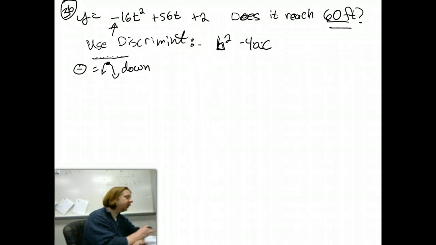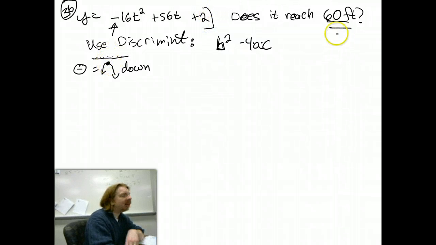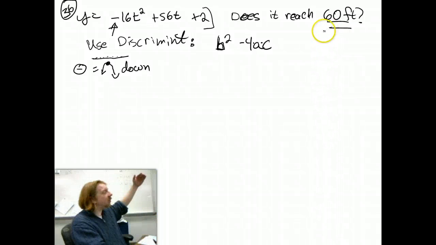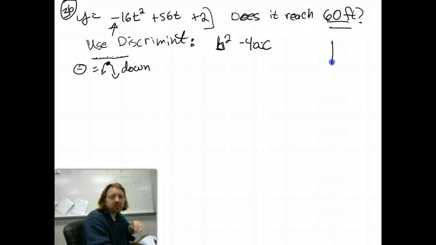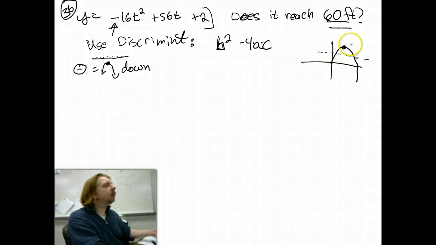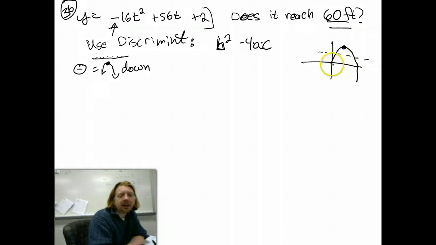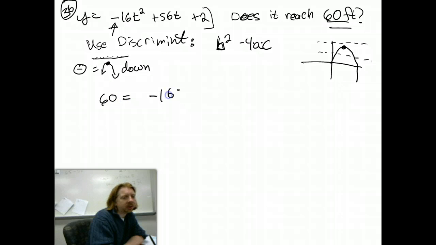Now the alternative is to take this function, actually find this vertex, and see if it's 60 feet high or not. If the vertex is higher than 60 feet, the high point of the graph, if this is 60, and I get a vertex of something comma 90, I'm going to beat 60 feet. If this is my 60 feet mark, then I don't. I like to think the discriminant's the easier way of approaching it. So I'm going to put 60 in for y and say, how many solutions does this have?